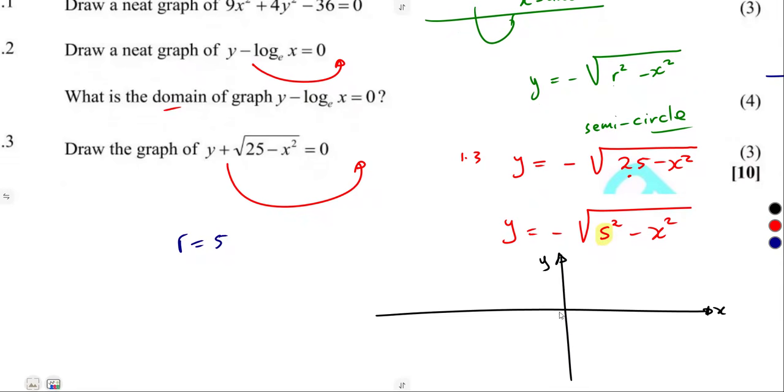So that's x and y. That's our origin. Let's say this is negative 5. This is going to be positive 5. And this is going to be negative 5, just like that. So you're going to have your semicircle below the x-axis, as we have got a negative here. So that was it on question number 1.